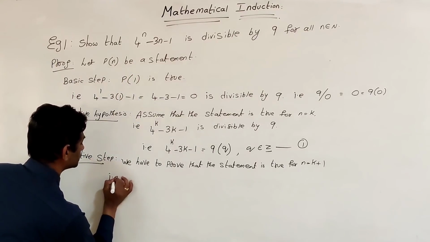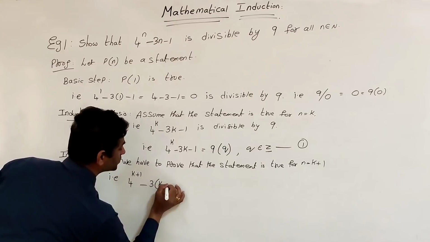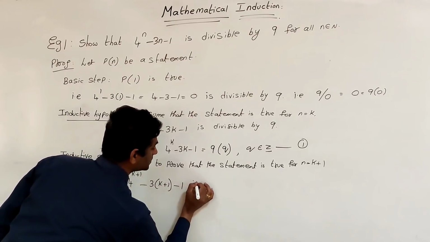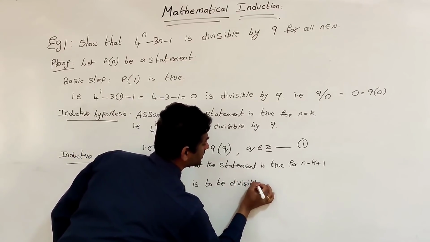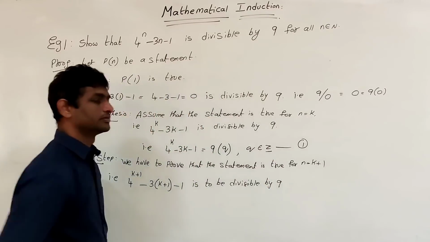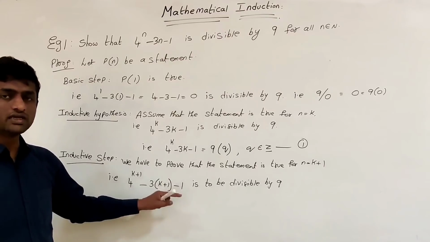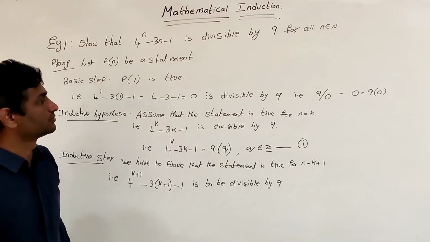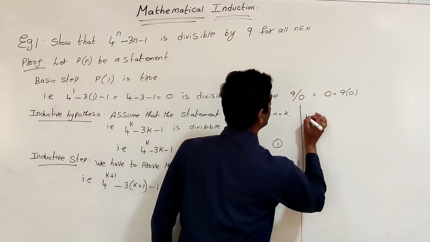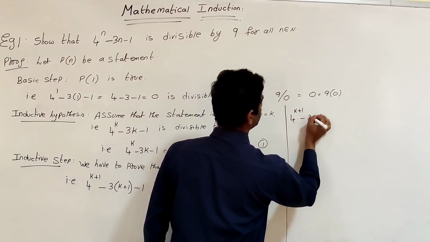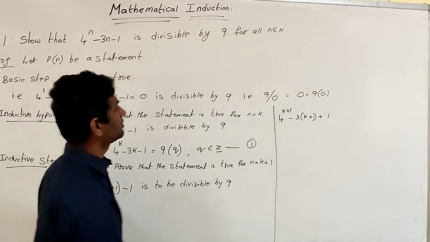That is, 4 to the power of k plus 1 minus 3 times of k plus 1 minus 1 is to be divisible by 9. We have to show that. Now we'll take this term and we'll check whether it is divisible by 9 or not. That is, let us take 4 to the power of k plus 1 minus 3 times of k plus 1 minus 1. Sorry, not plus 1, it is minus.